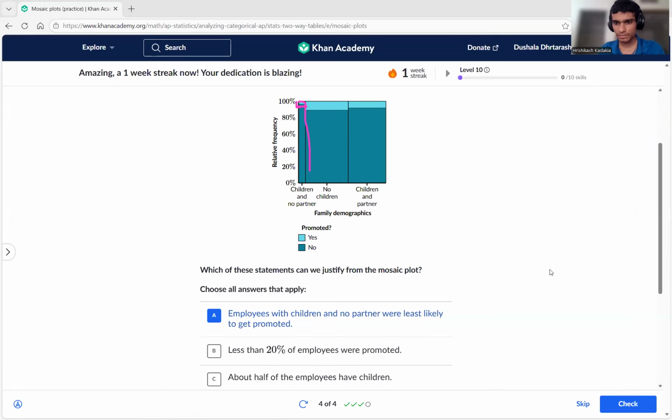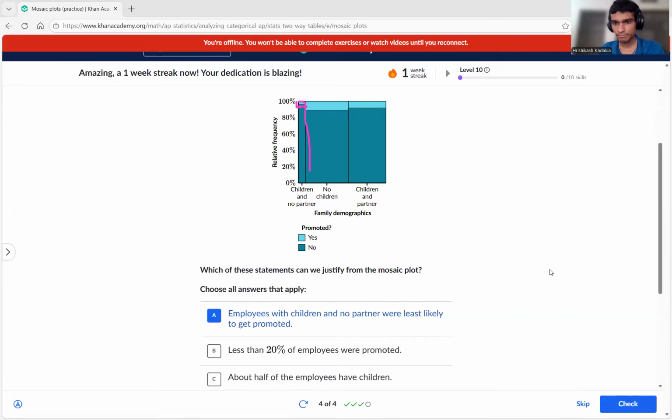My internet connection is weak. Let me just reconnect it.